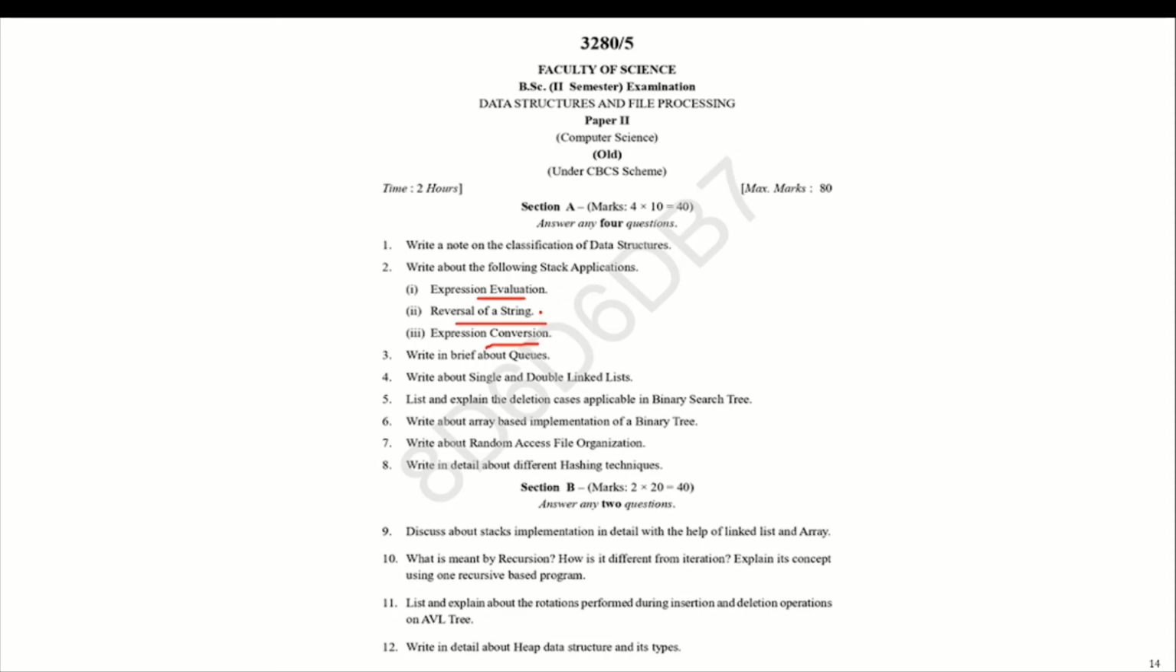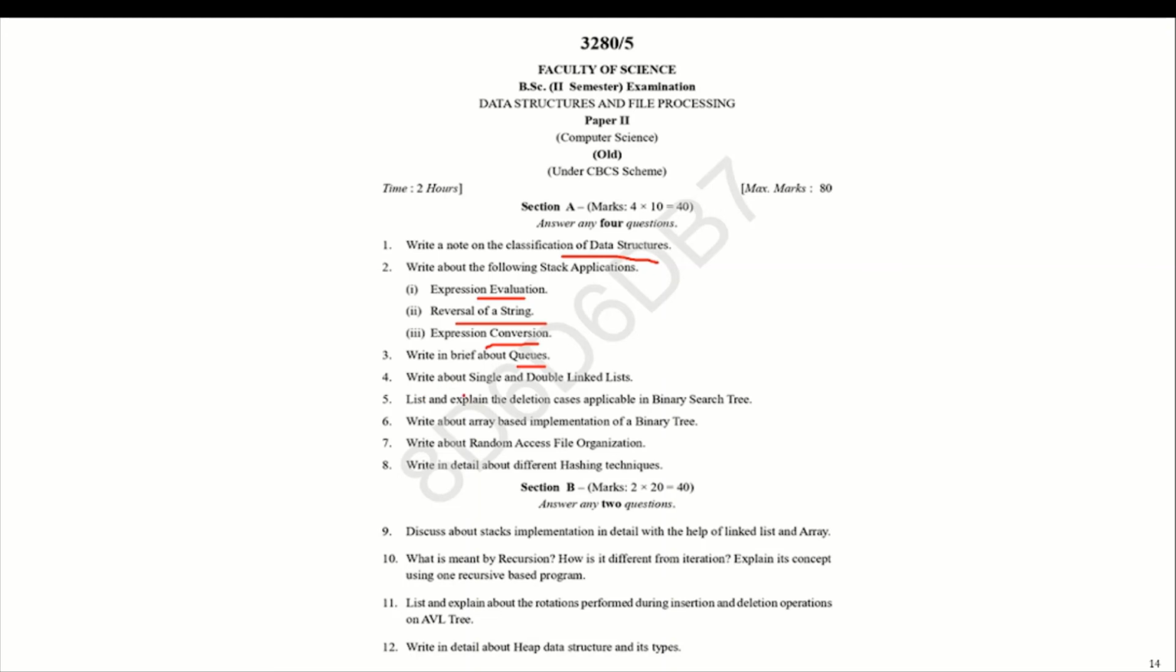Reversing the string using the stack, expression conversion, we can convert from one type to another type. Those can be written. This is for the short questions, and classification of data structure, that is the types of data structures, and write in brief about the queues. Here you can write about the queue, what are types, and queue operations that can be written.